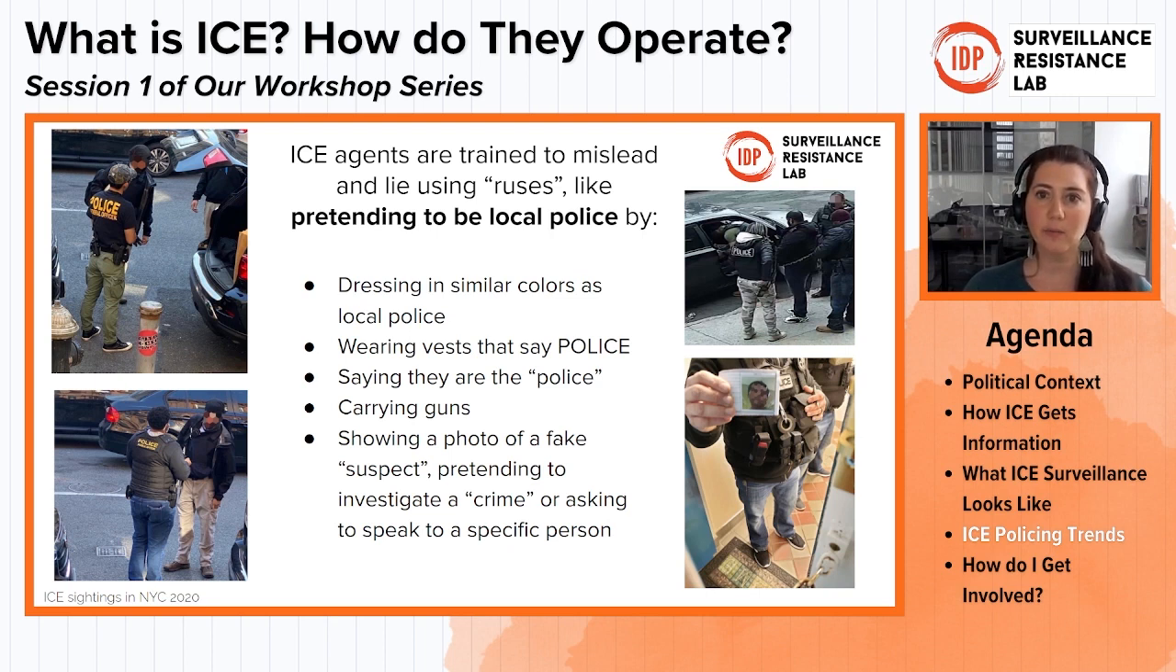And on this slide, we have 4 photos that were shared with IDP in 2020 at different points that were sightings of ICE agents either before or after they made arrests in the community. This is just some examples of ways that they dress to hide that they're actually ICE and put forth that they're local police. Next slide, please.